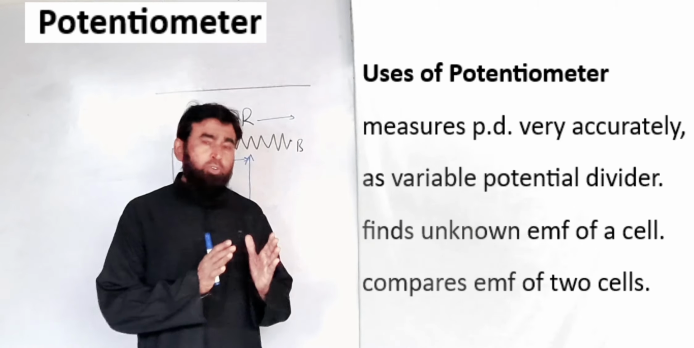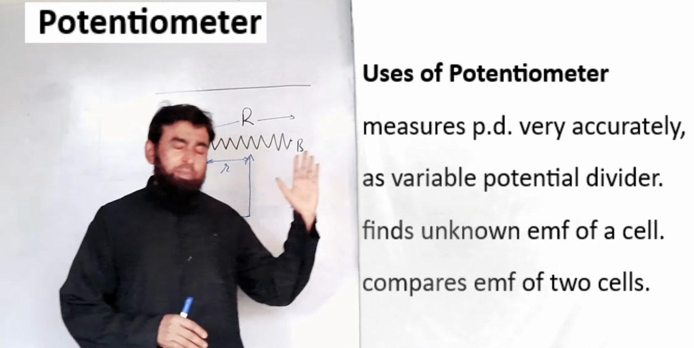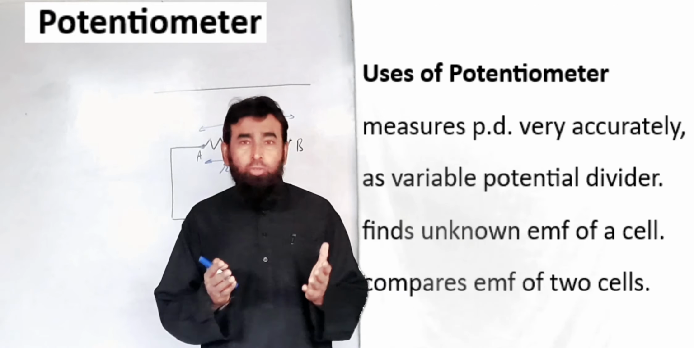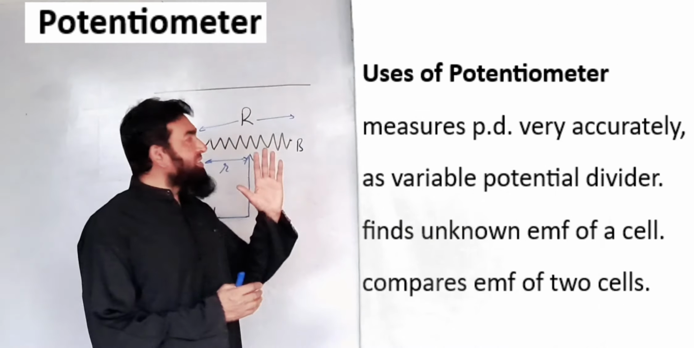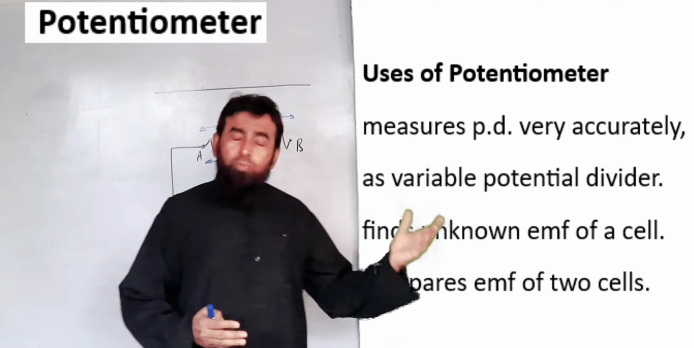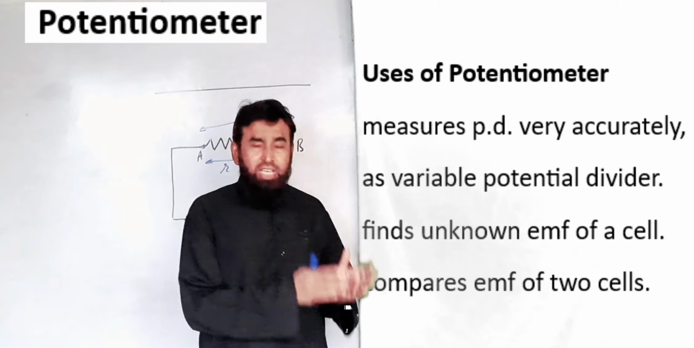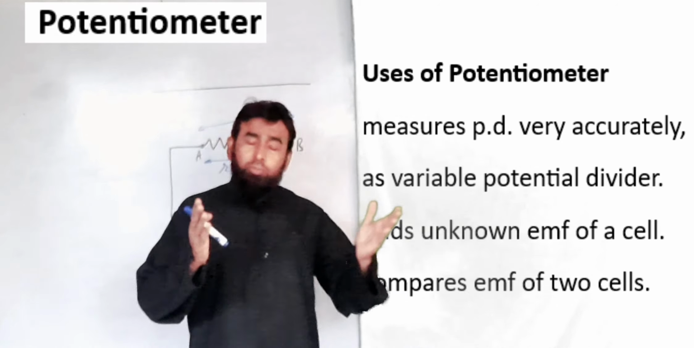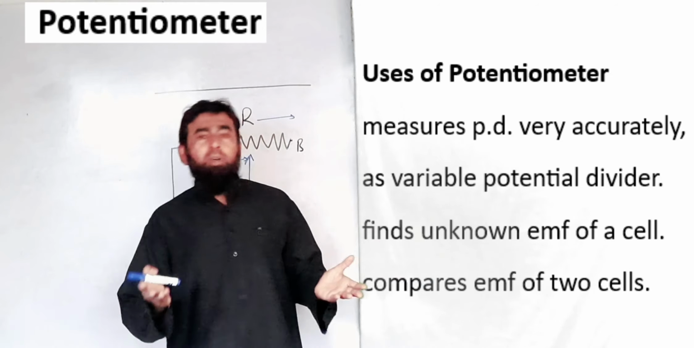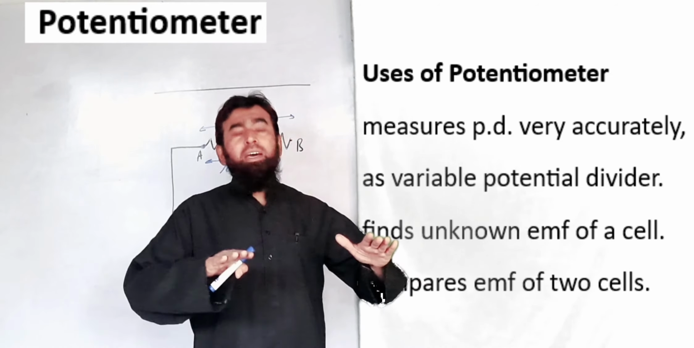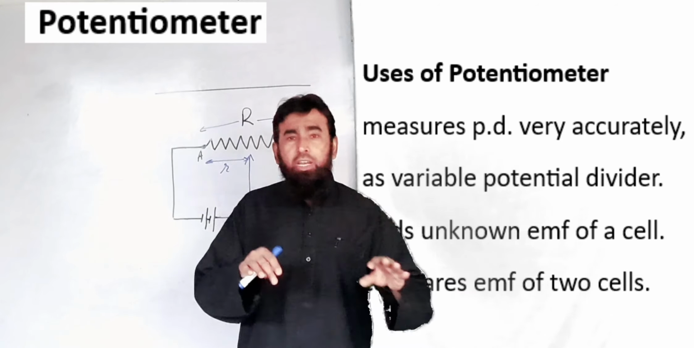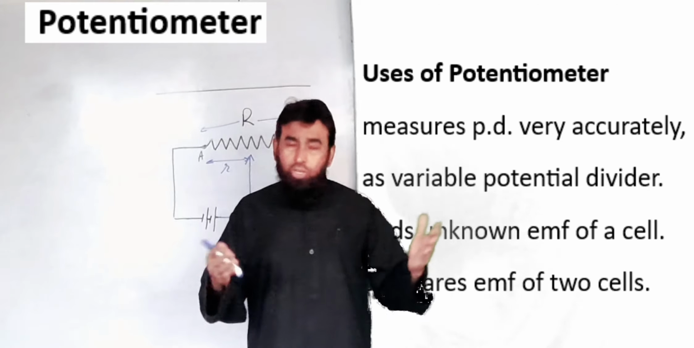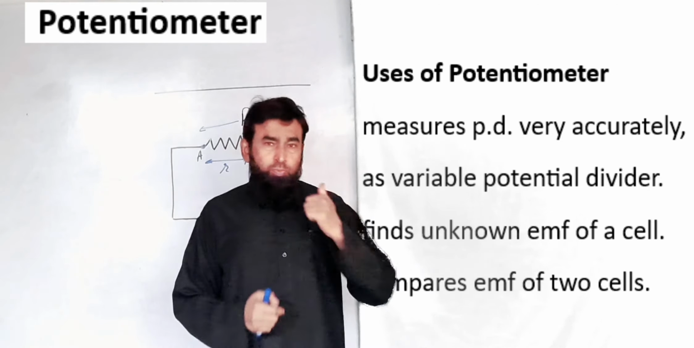And it can also be used to find out the unknown EMF of a cell. Every battery or every cell has an EMF. If I don't know that EMF, then I have to adjust this potentiometer accordingly to find out the EMF of that cell or battery. It can also be used to compare the EMF of two cells. If you do not know the EMF of two cells, then you can compare them. Accordingly, you will have to arrange the circuit to compare the EMF of two cells. So these are the major uses of this potentiometer.